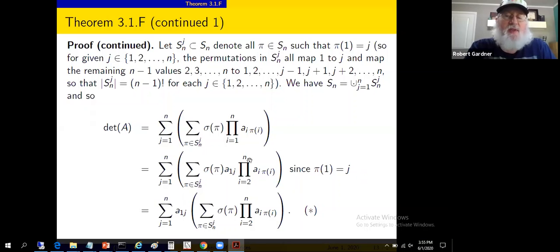This is a product of n minus 1 things. And I want to get to a product of n minus 1 things. It's got a sigma out front. It's got something else out front as well. And I like the A sub I stuff. And I kind of like the pi of I stuff, but we got to get out of this S sub n. We got to get to something involving a symmetry group on n minus 1 letters to recognize determinants.